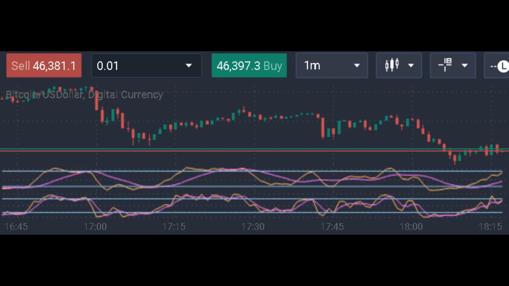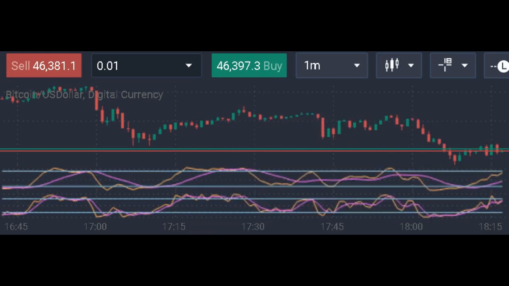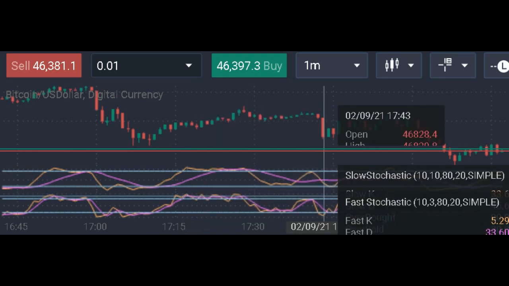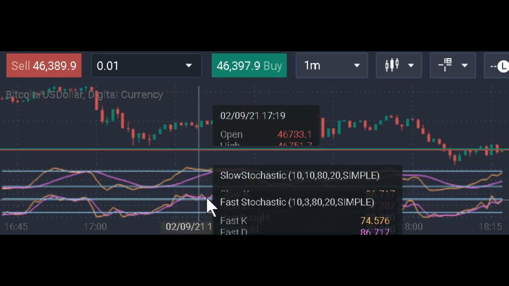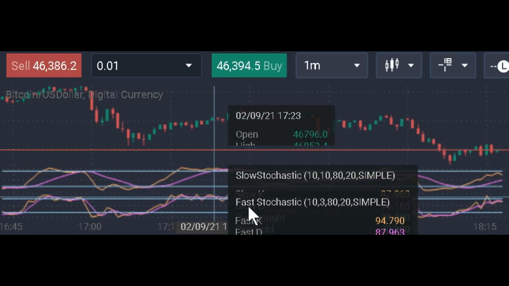I have a tendency to prefer the slower stochastics, all right, because it gives you fewer signals. It doesn't signal you as often with the crossovers and cross-unders. However, if you look at the fast stochastics down here, notice how many signals it's giving you. If you're using as a signal, whenever the orange line goes above the pink line, then you buy, and if the orange line goes below the pink line, then you sell, and so on and so forth.